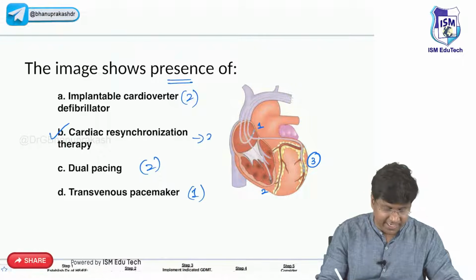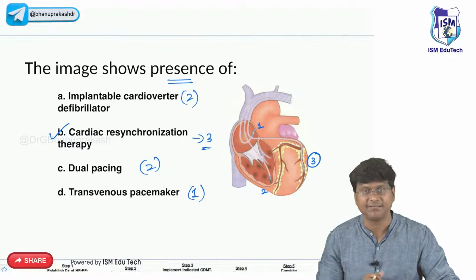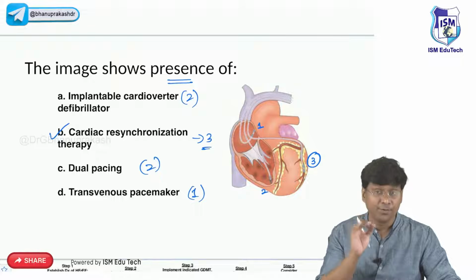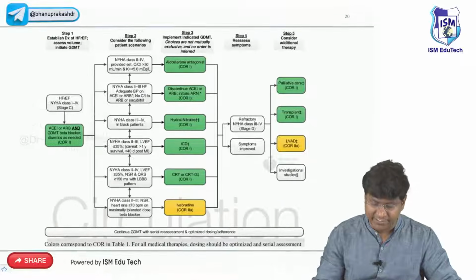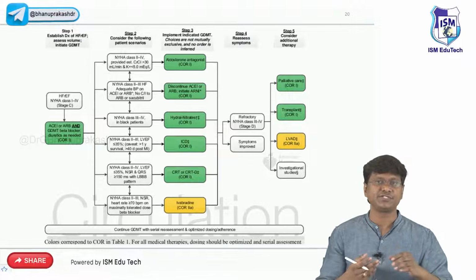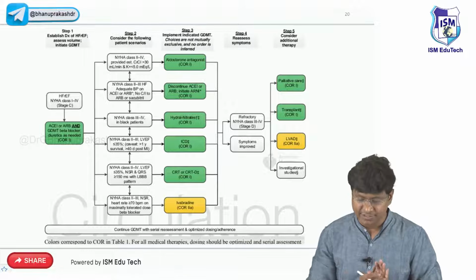And in case of cardiac resynchronization therapy, you will have three leads. Okay, right. Then followed by that, about the interventions. What are all the interventions apart from your cardiac resynchronization therapy?